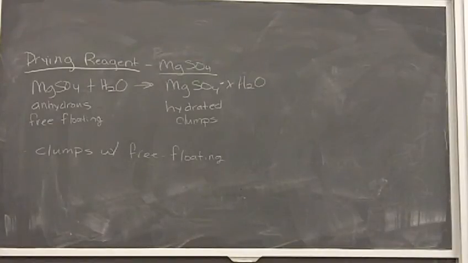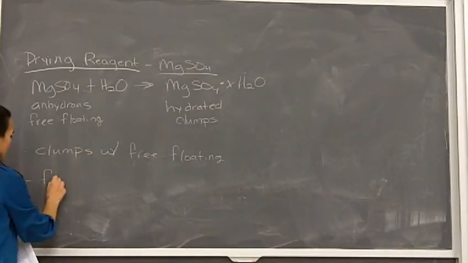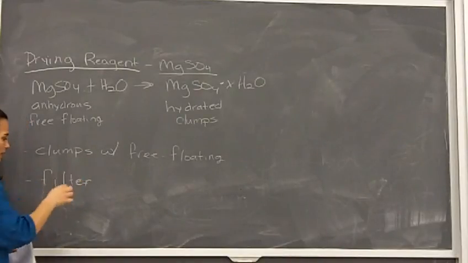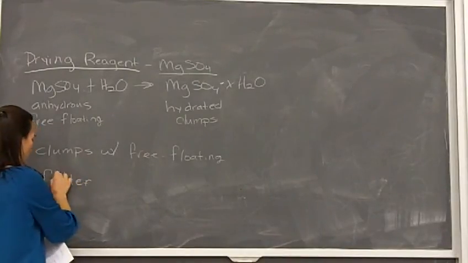Once you've swirled it around really well and you've got your clumps with free floating, cover your Erlenmeyer flask with saran wrap and let it sit about 10-15 minutes. And then you're going to filter the solid with gravity filtration. So we don't want that solid. Your product is in the ether. It's an oil in the ether.